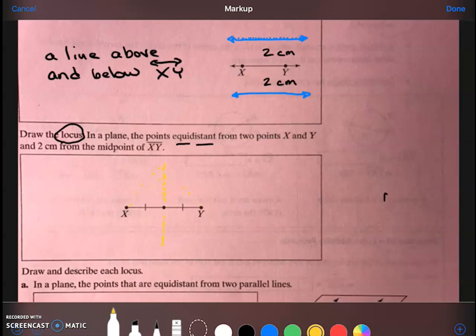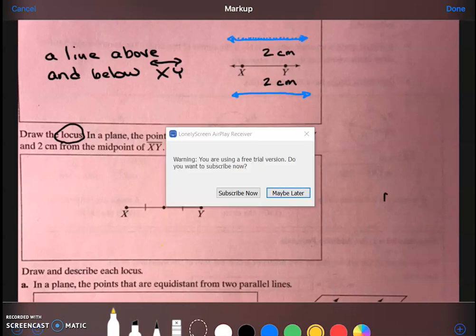But there's also another key to this. It also says that you need to be 2 centimeters from the midpoint. Well, that creates another issue here. We can't have all of these points. We've got to be 2 centimeters away from the midpoint and yet also be equidistant to the endpoints. Equidistant to points X, Y and 2 centimeters from the midpoint. And that would be 2 centimeters above it, 2 centimeters below it. And so in this case, the locus is just those 2 red dots. Okay.